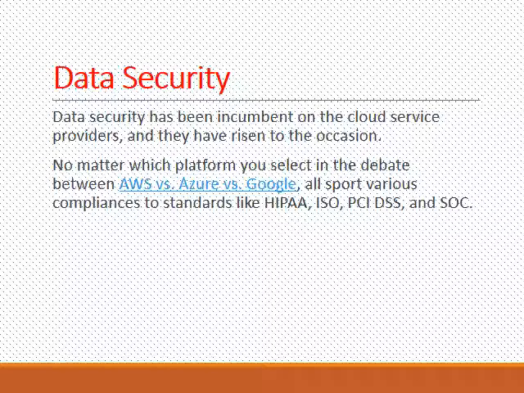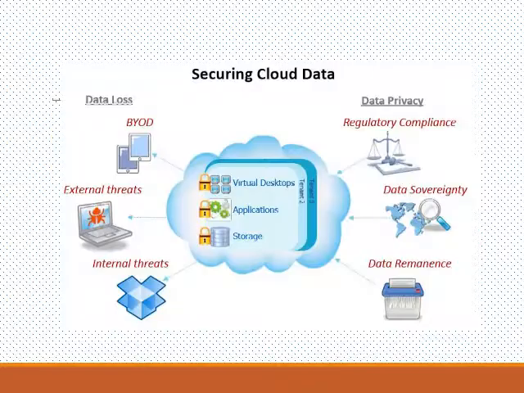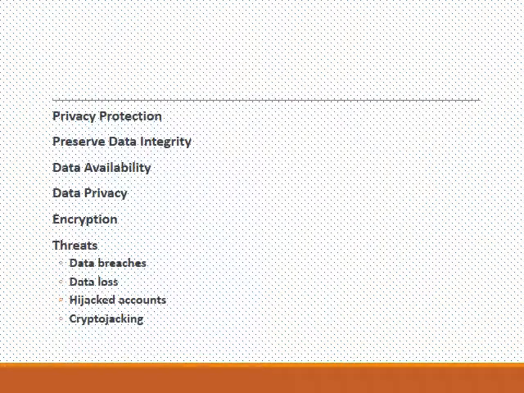But there is privacy protection in the cloud. What is meant by privacy protection? Preserve data integrity, data availability, data privacy, and encryption against a threat. We have data loss and data privacy. Data loss may be caused by external threats or internal threats, and it can be rectified using some security and privacy protection.